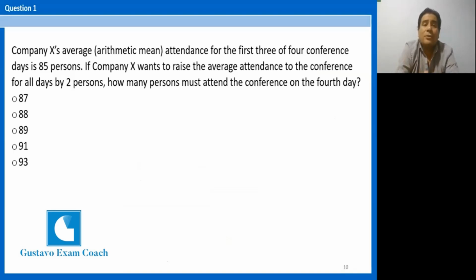Company X's average, or arithmetic mean, attendance for the first 3 of 4 conference days is 85 persons. If Company X wants to raise the average attendance to the conference for all days by 2 persons, how many persons must attend the conference on the 4th day?